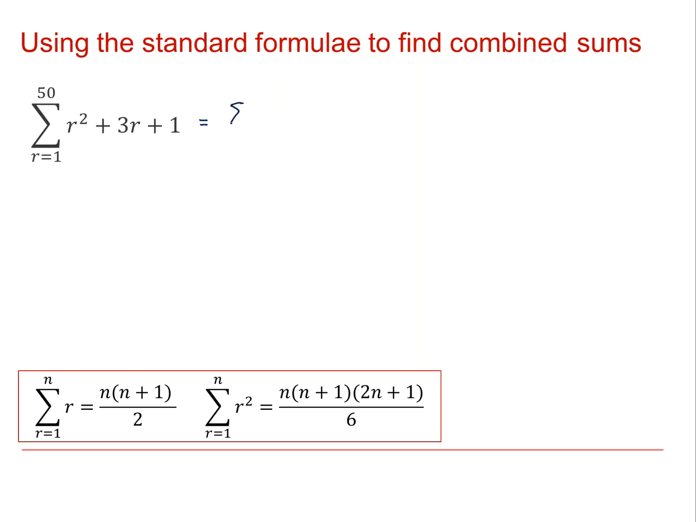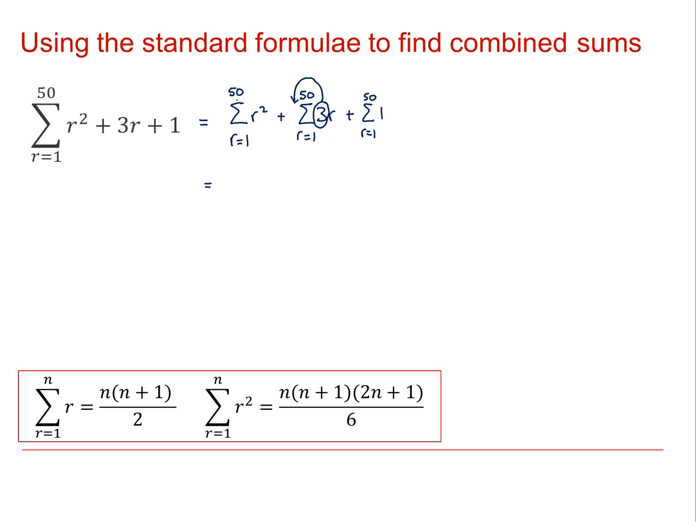We can collect all the r squared terms together, and that will give us the sum from r equals 1 to 50 of r squared. And we can collect the 3r terms together, which gives us the sum from r equals 1 to 50 of 3r. And we can collect all the 1's together. Don't forget that we saw last time that we can take out that factor of 3 outside the sum.